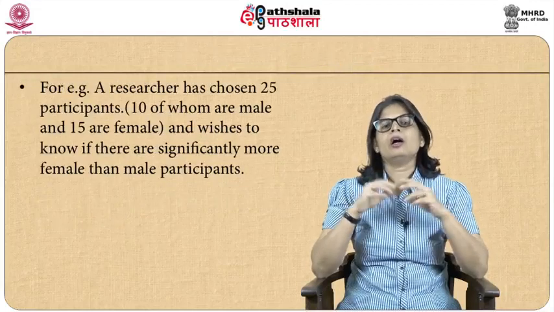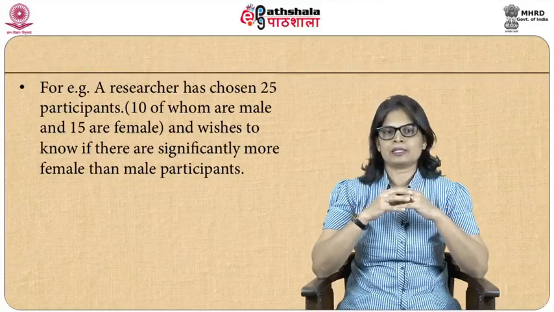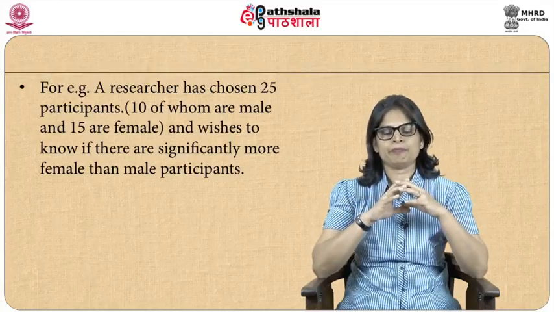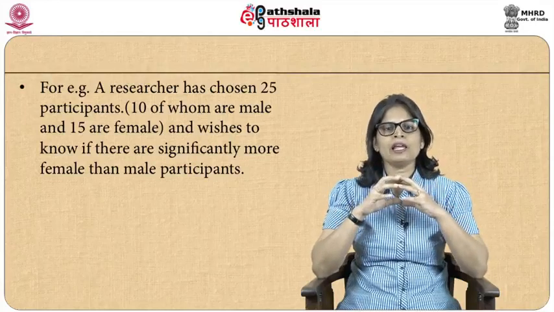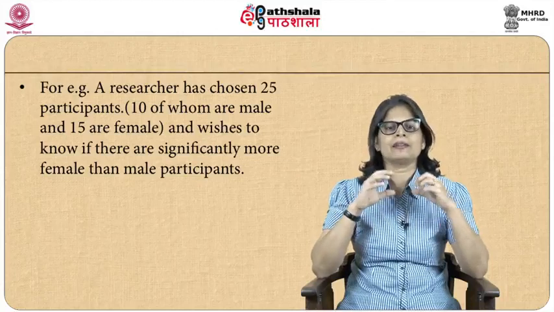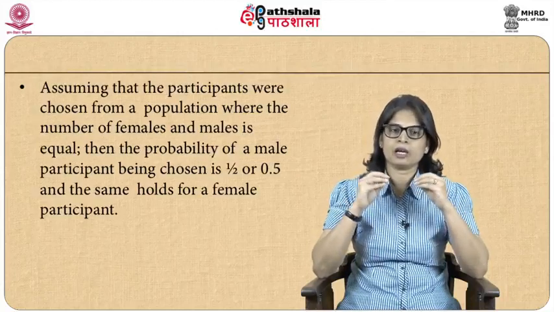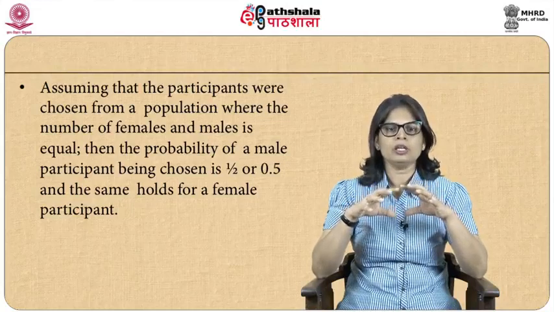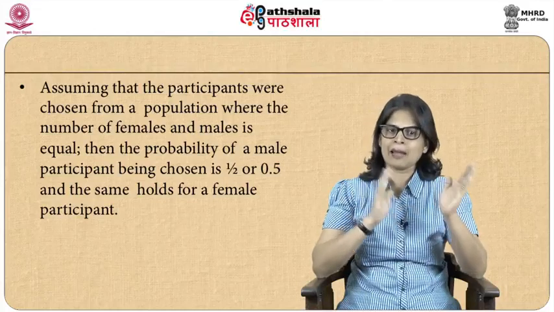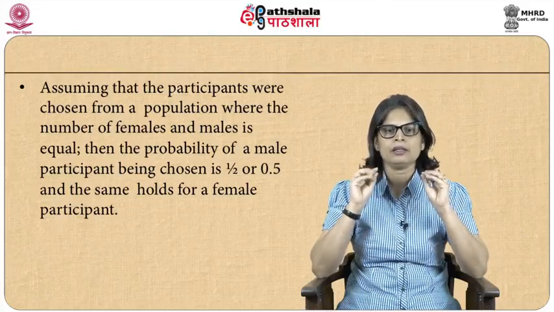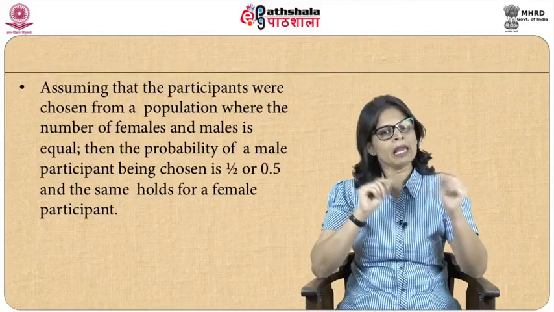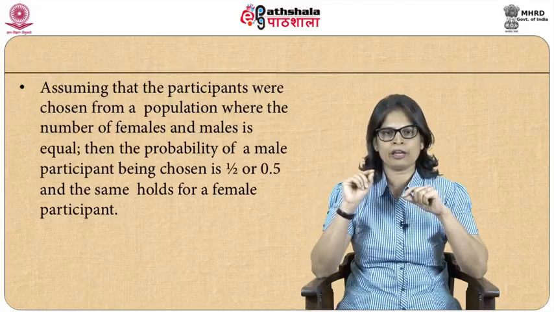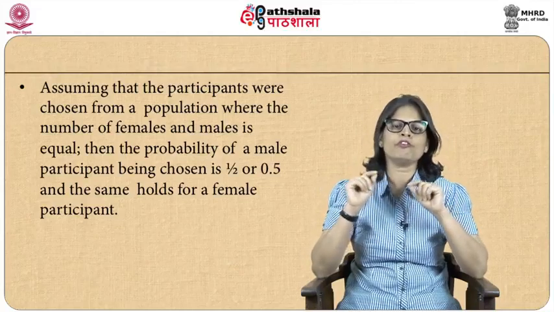For example, a researcher has chosen 25 participants, 10 of whom are male and 15 are female, and wishes to know if there are significantly more females than male participants. Assuming that the participants were chosen from a population where the number of females and males is equal, then the probability of a male participant being chosen is exactly 1/2 or 0.5, and the same holds true for a female participant.